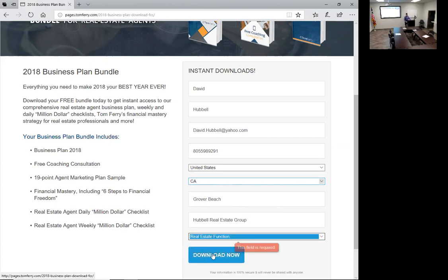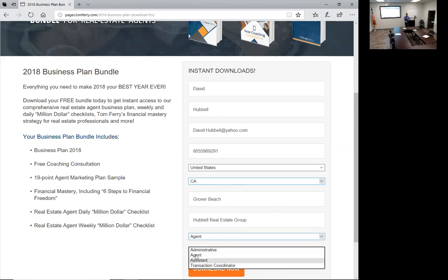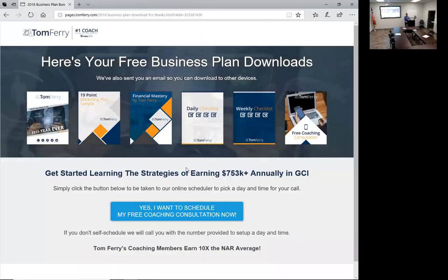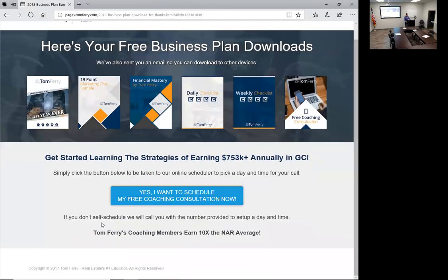And then let's go agent. What is this? Agent. Download. Let's see what happens. Simply click the button to take your online scheduler to pick a day and time to go over. Yes, I want my free coaching. If you don't self-schedule. Okay, does anybody see anything on where we get? Oh, here's your business plan. Best year ever. So I would click that.